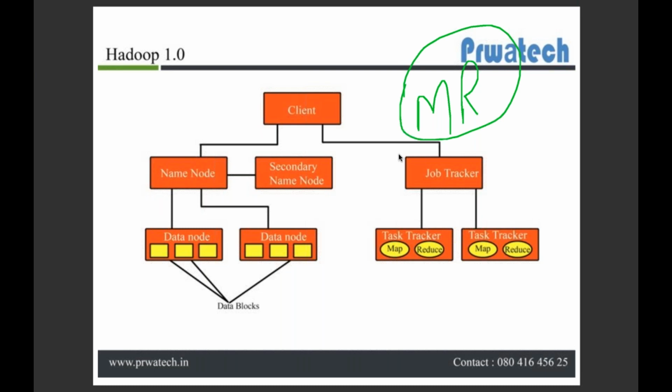We have almost done with Hadoop. This is the final topic for Hadoop. After this, we'll start Spark. So this is the MapReduce framework. MapReduce is master-slave, with job tracker and task tracker.